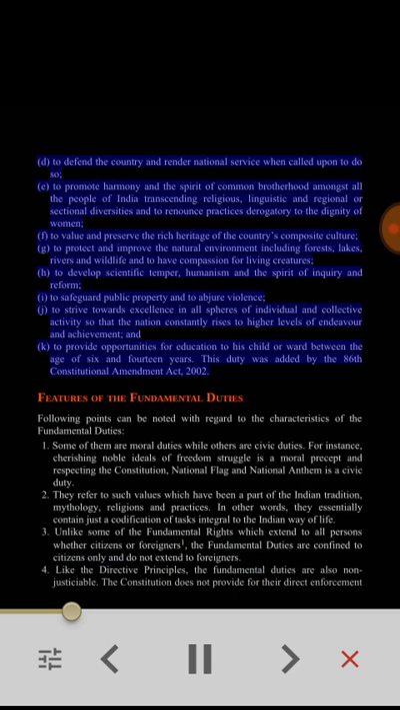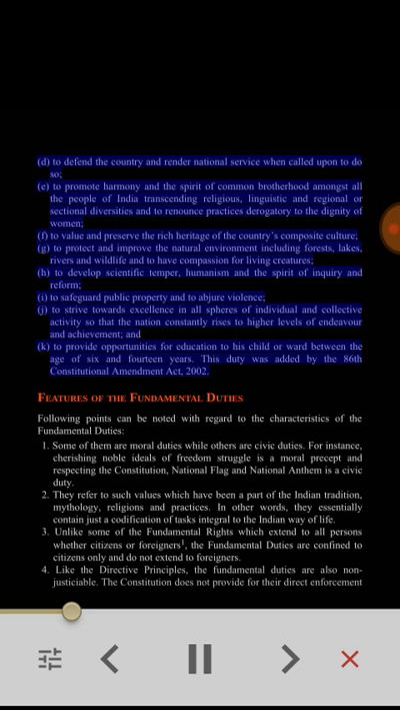D. To defend the country and render national service when called upon to do so. E. To promote harmony and the spirit of common brotherhood amongst all the people of India, transcending religious, linguistic and regional or sectional diversities, and to renounce practices derogatory to the dignity of women. F. To value and preserve the rich heritage of the country's composite culture.